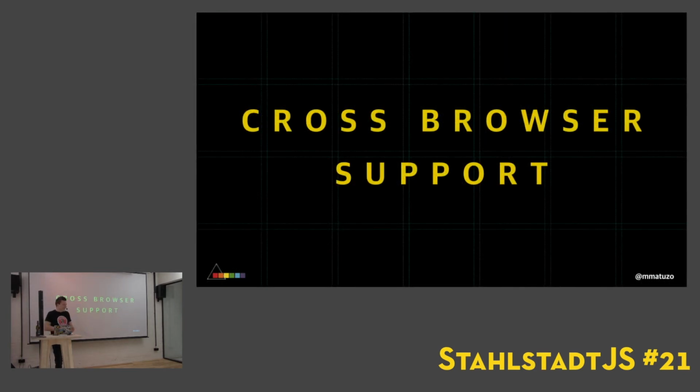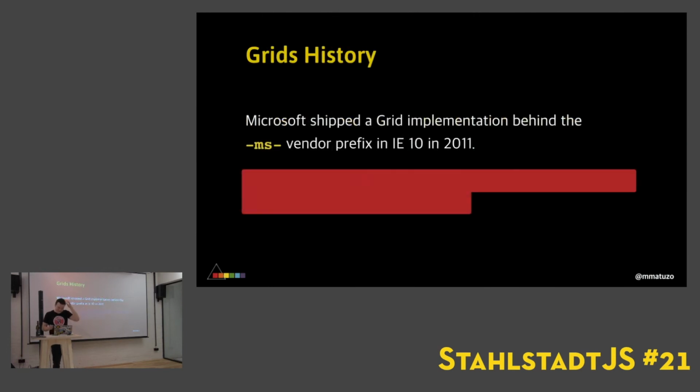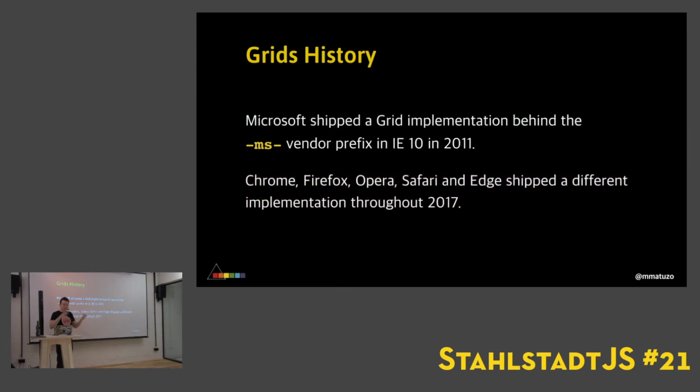Cross-browser support. Okay, yeah. Grid history again. Microsoft shipped the first implementation behind the MS vendor prefix in 2011, and all the other browsers shipped their implementation in 2017. And the difference between the two implementations is huge.